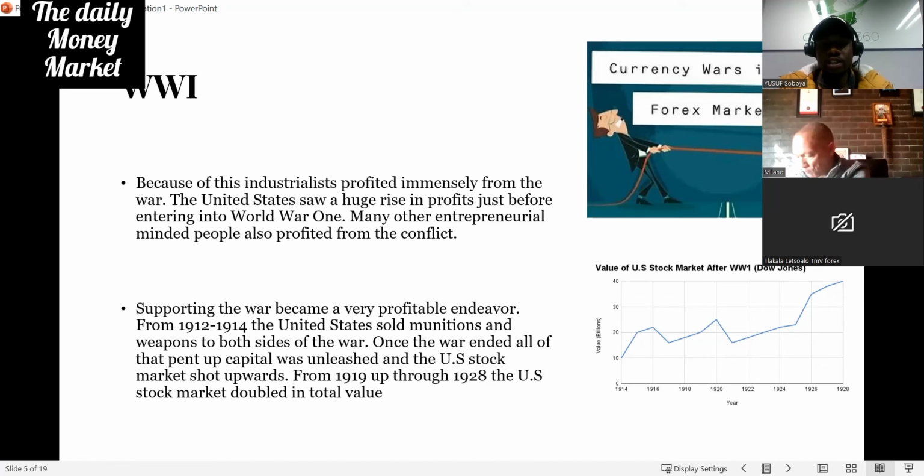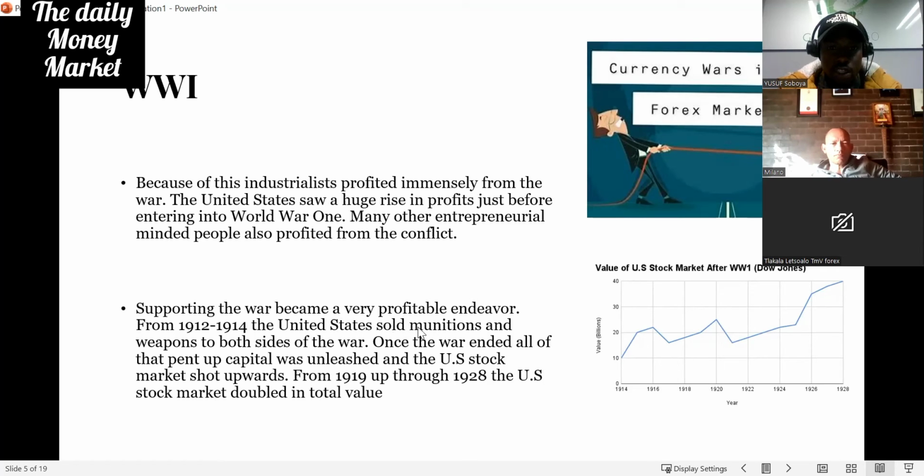From 1912 to 1914, the United States sold munitions and weapons to both sides of the war. Once the war ended, all of the capital was unleashed and the US stock market shot upwards. From 1919 up through 1928, the US stock market doubled its total value. That was because of war. Now, there's a key point here. The key point that I want us to highlight.